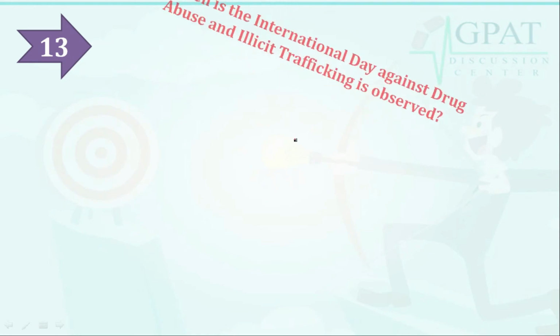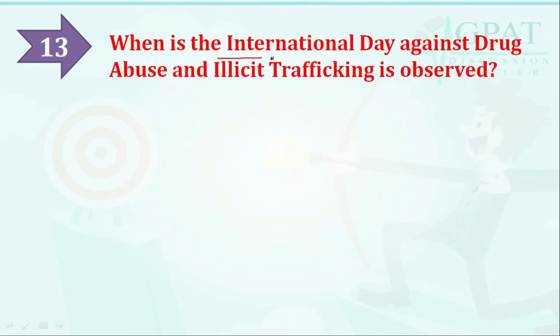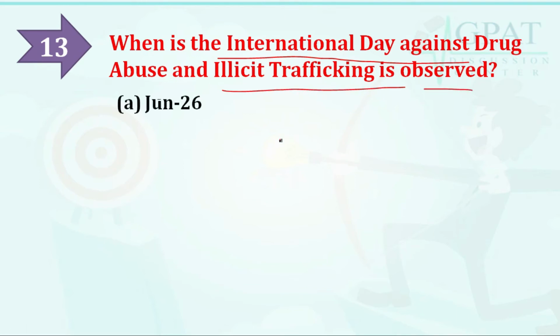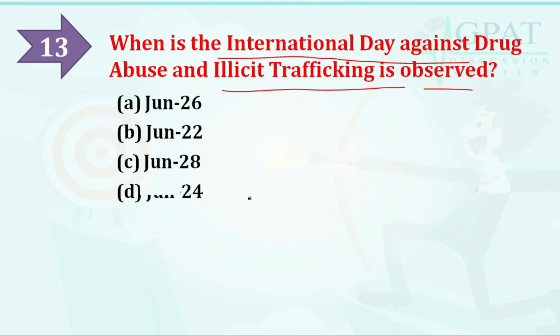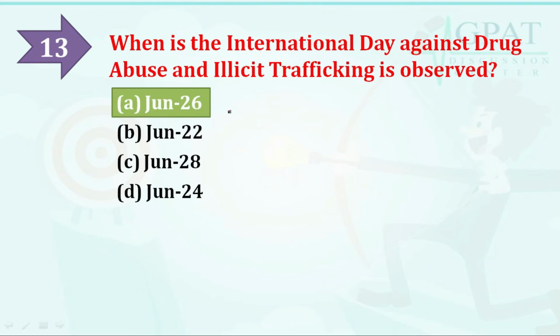Now the next question is, when is the International Day Against Drug Abuse and Illicit Trafficking observed? The options are: option A June 26, option B June 22, option C June 28, option D June 24. So the correct answer is that on June 26, the International Day Against Drug Abuse and Illicit Trafficking is observed.